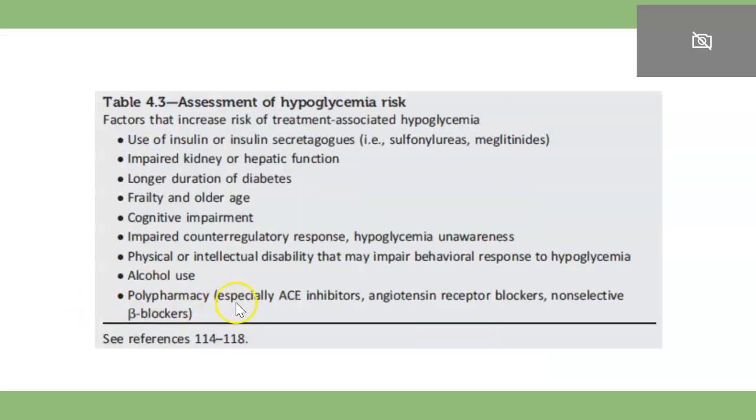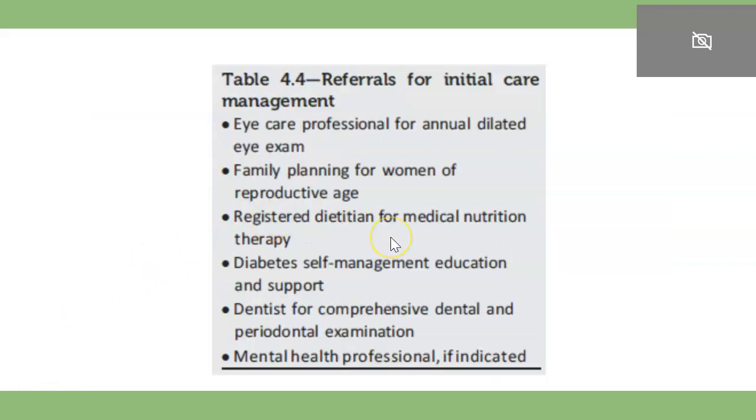Also, not to forget polypharmacy. Are they on beta blockers, ACE inhibitors? Now, beta blockers can mask hypoglycemia. And then referrals. So eyes, family planning, their reproductive age, registered dietitian, diabetes education, dentist, and mental health professional if needed.